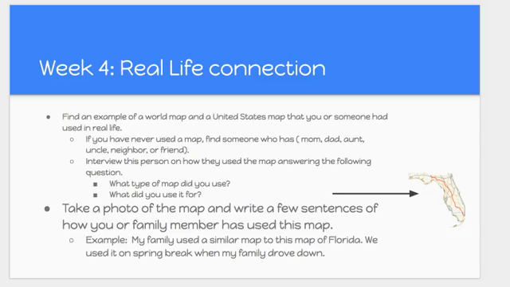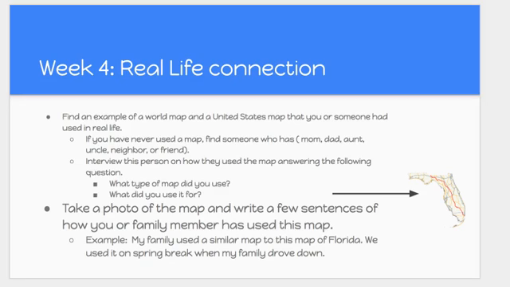We are continuing to look at maps, and this week I want you to find an example of a world map and a United States map that either you or someone has used in your life. So if you ever used a map, find someone who has, or if you never have used a map, find someone who has. This gives you an opportunity to talk to your family members, maybe your mom, your dad, your aunt, uncle, neighbor, or friend. And I want you to interview this person.